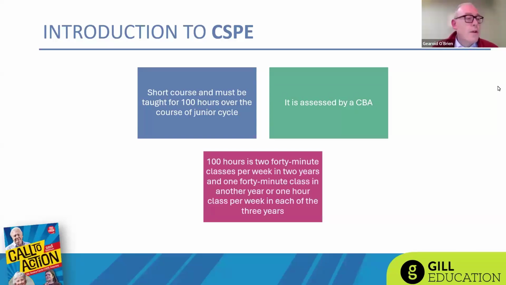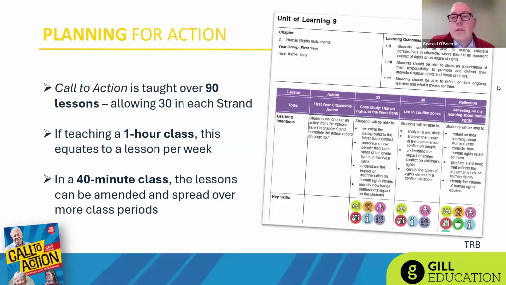If any of you are familiar, and I'm sure a lot of you are, with the first edition of Call to Action, you'll be aware that there's significant planning documentation that comes with it. In the first edition, you had the 27 units of learning, but I hadn't allocated a specific time for the CBA. In the new edition of Call to Action, I have put it into the planning documents for second year.